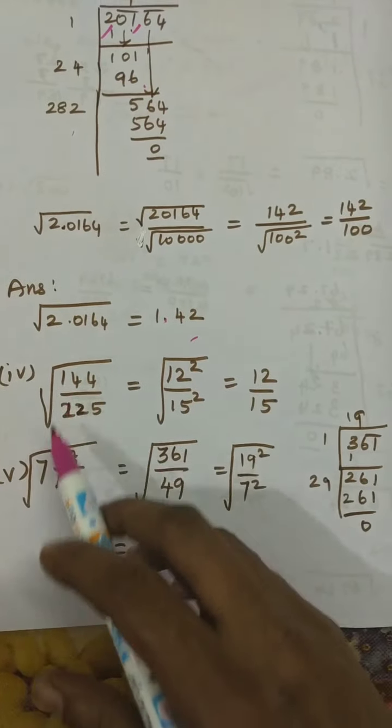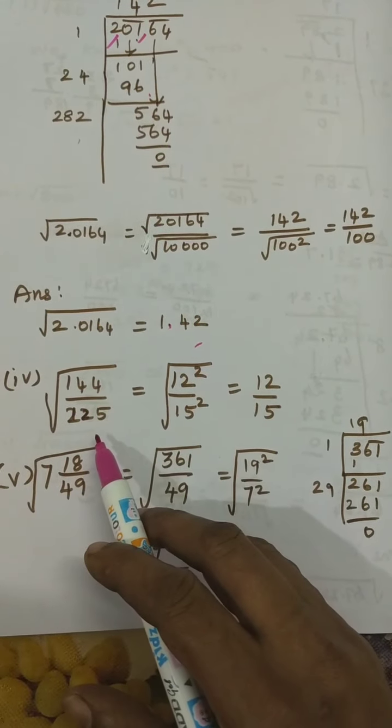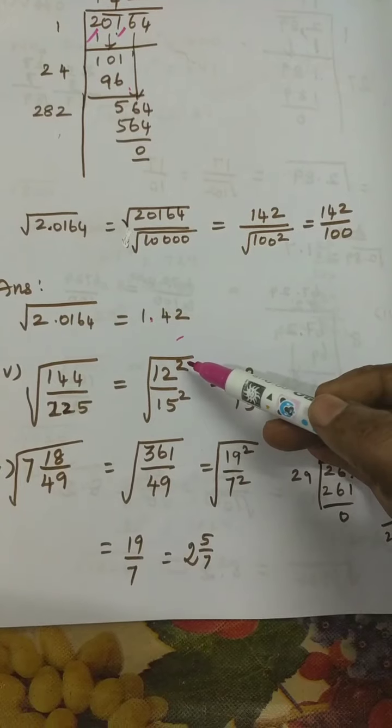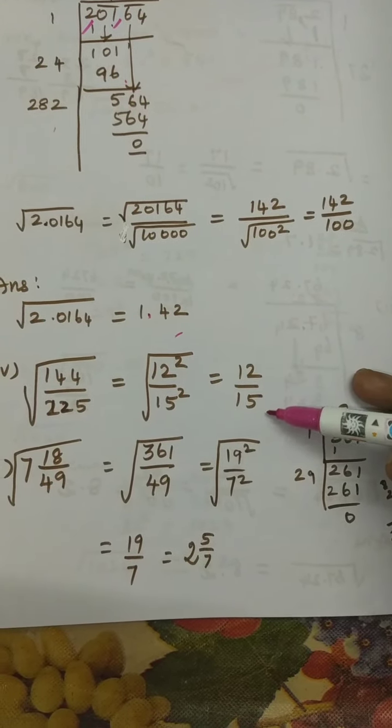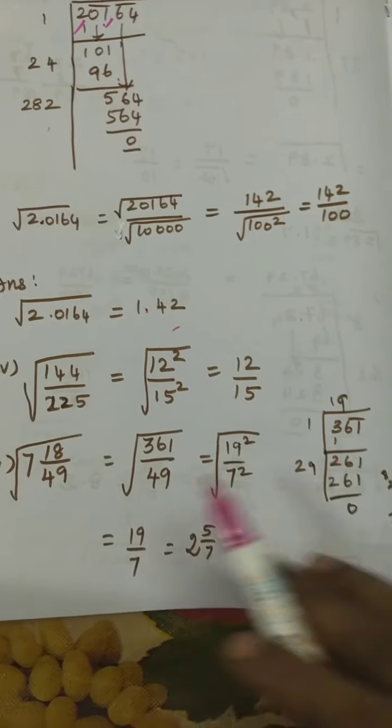Next one, it is in fraction. 144 by 225. Then you can write this as 12 square by 15 square. That is, we can take the square outside. 12 by 15 is the answer.